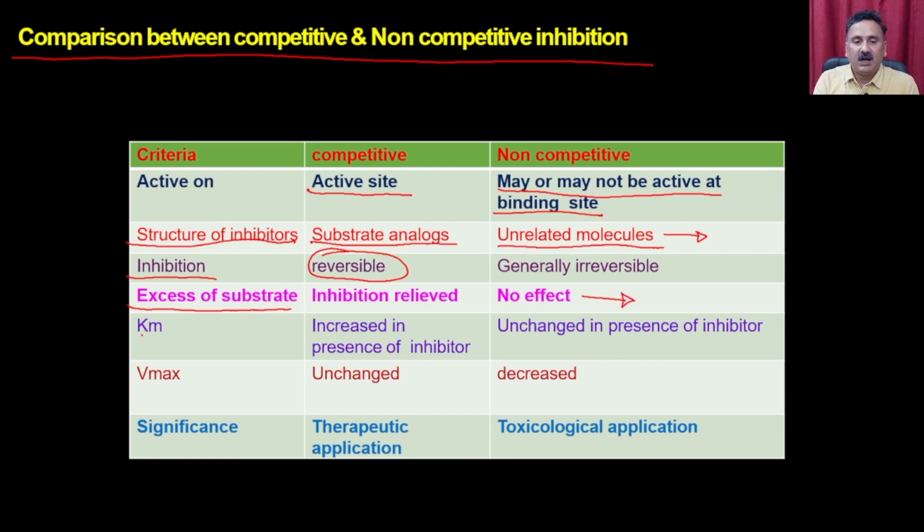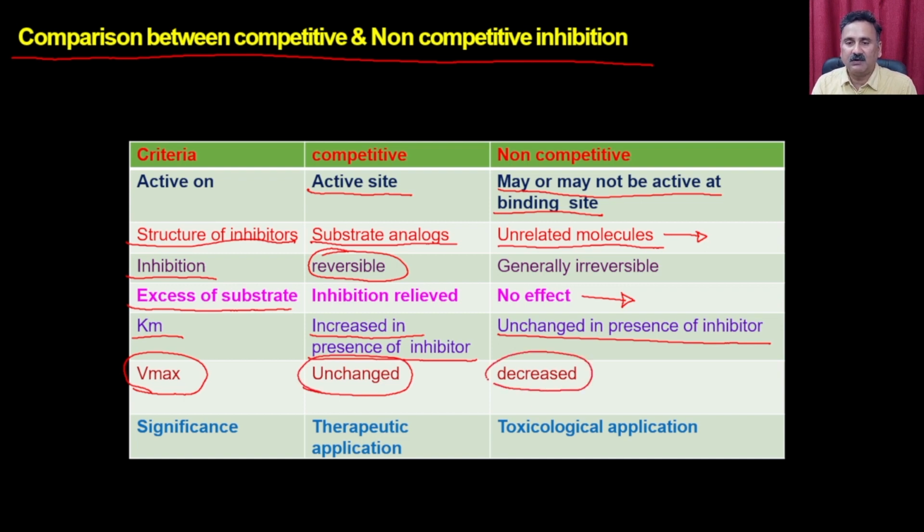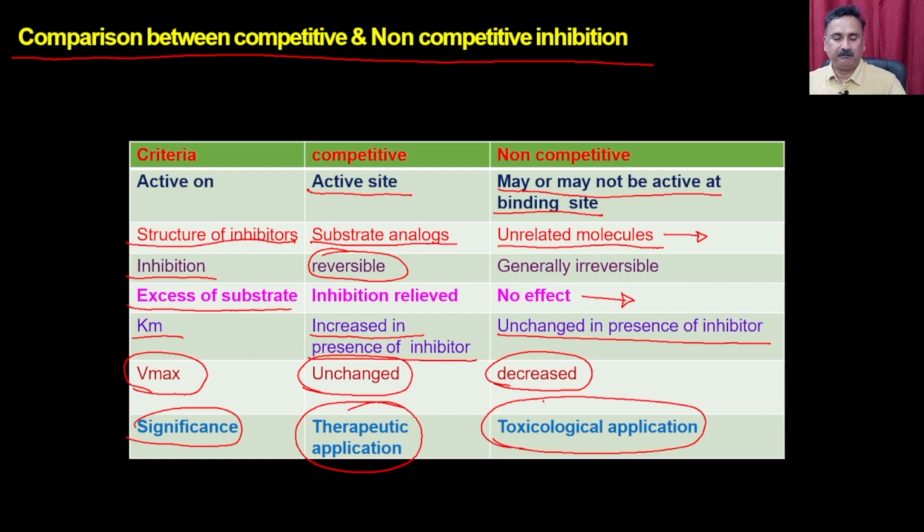Km is actually going to be increased in the presence of competitive inhibitors, whereas it is going to be unchanged in the presence of non-competitive inhibitors. The Vmax is going to remain unaltered in the case of competitive inhibition, whereas it is going to be decreased in the case of non-competitive inhibitors. What is the significance? The competitive inhibitors have therapeutic applications, whereas the non-competitive inhibitors are mostly used in toxicological applications.